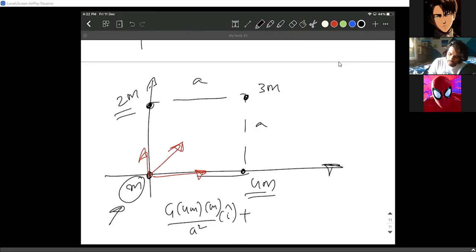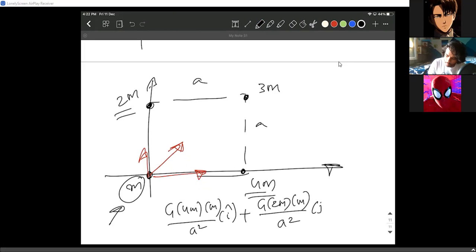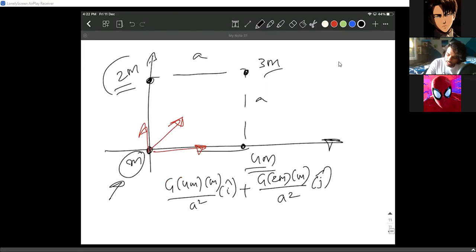G 2m m by a square j cap. Everyone agrees with this also. When it comes to the third mass, when you write G 3m m by root 2a whole square, this is all good. Root 2a whole square is also fine, but you need to mention the direction also.